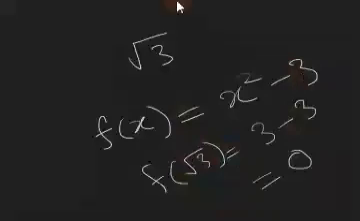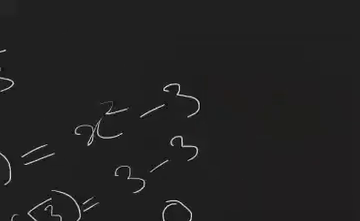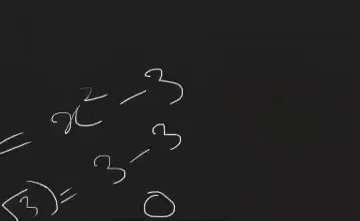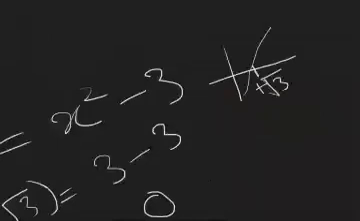Then we say the square root of 3 is a root of this function, right? The function f is a continuous one. The positive square root of 3 is here. And the square root of 3 is a root of this function. Let's find this root by using the bisection method.